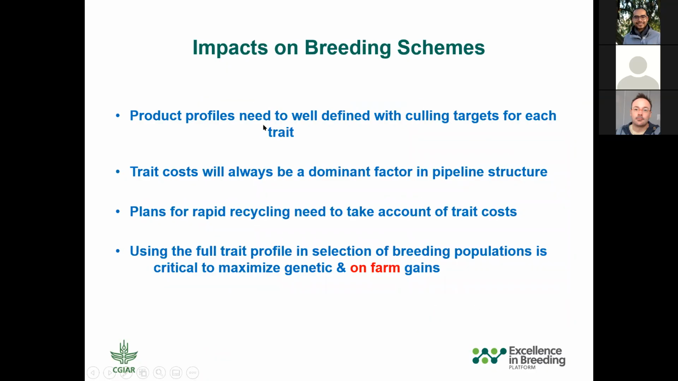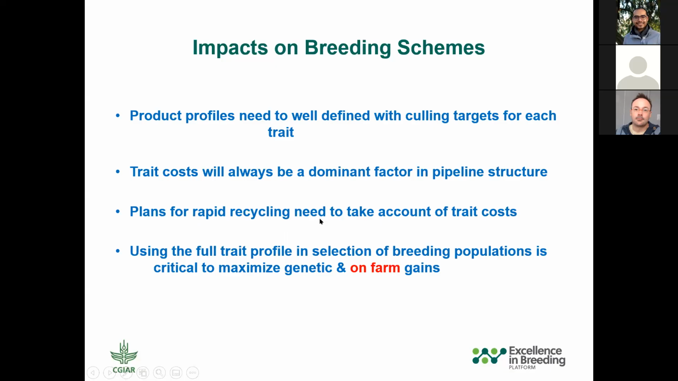So again, reviewing the impacts of these product profiles on the breeding schemes. Product profiles really need to be well defined with culling levels, targets for each trait. Trait cost will always be a dominant factor in the pipeline structure. And this becomes more important as you go into the rapid recycling because you need to take into account these trait costs and think of some other models.